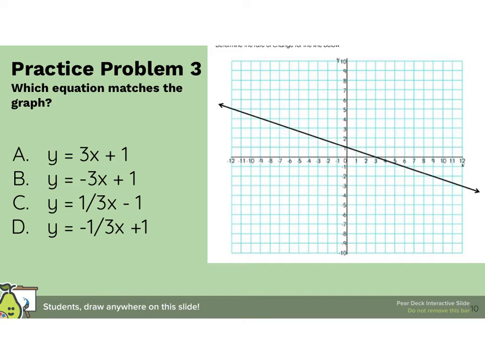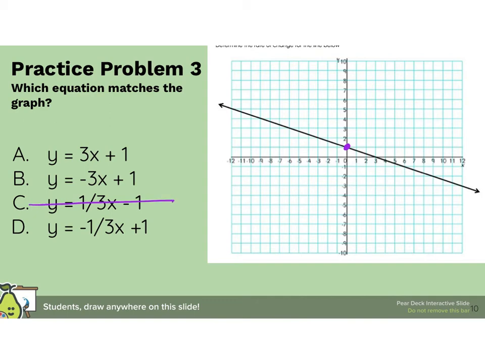Last practice problem. This time, we're going backwards. We have the graph. We have to figure out which equation matches it. This is similar to what you have to do in your exit ticket, right? So, let's start with the y-intercept. Here it is. What number is that? That's a 1, a positive 1. So let's cross out any equation that doesn't have a positive 1 for the y-intercept. That's C, because it had a -1.